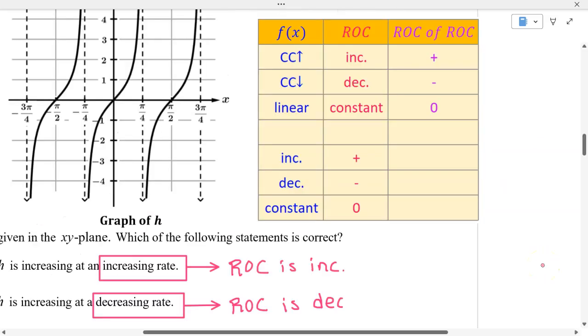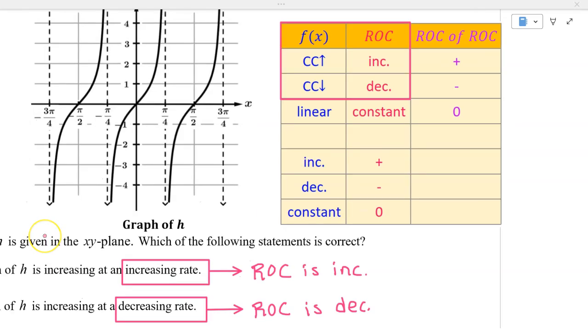Back in Unit 1, I had you memorize this chart showing the graphical relationship between f of x, the rate of change of f, and even the rate of change of the rate of change. If you never memorized this, or if you have forgotten it, pause the video and memorize the chart right now. To answer this question, we need this corner of the chart right here. The rate of change will be increasing wherever the original function is concave up, and the rate of change will be decreasing wherever the function is concave down.